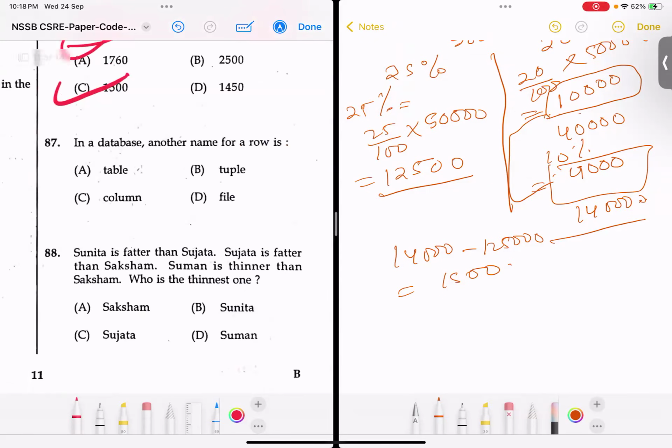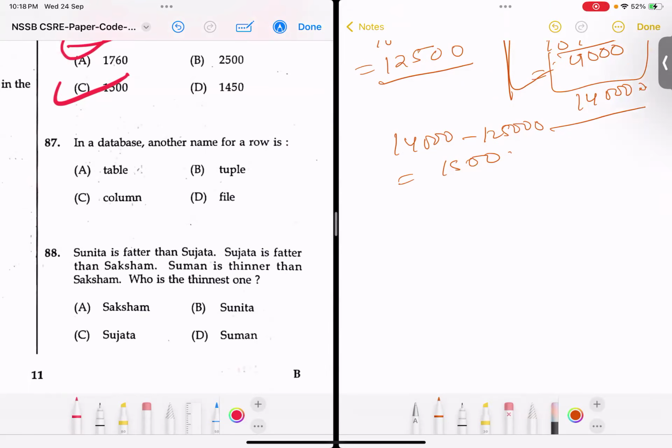87. In a database, another name for row is... So we know the vertical ones are the columns, so the horizontal ones are the rows. And the other name for row is known as the tuple. Tuple is also known as record. So this takes place in a database, and when we say database, it means MS Access. So the other name for row is tuple or record.